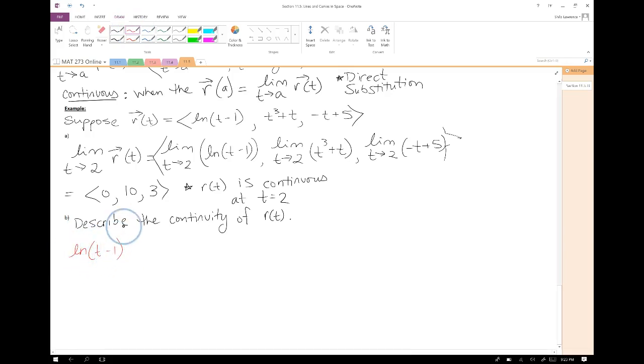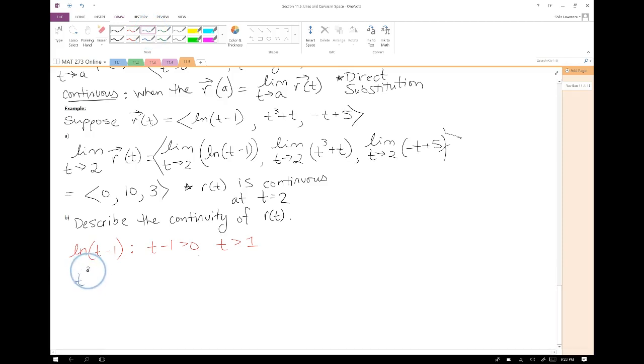So for natural log of t minus 1, which is our first component, we're only allowed to take the natural log of values that are greater than 0. So t minus 1 must be greater than 0. And if we solve that, we get that t must be greater than 1. If we were to try to plug a t value less than 1 into this component function, we would have an undefined x coordinate. We would have a problem.